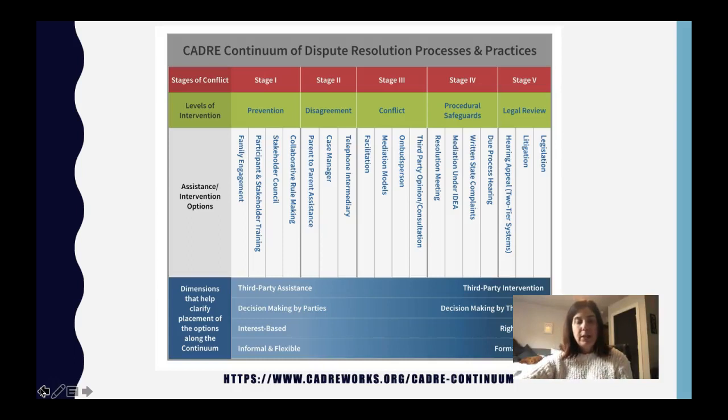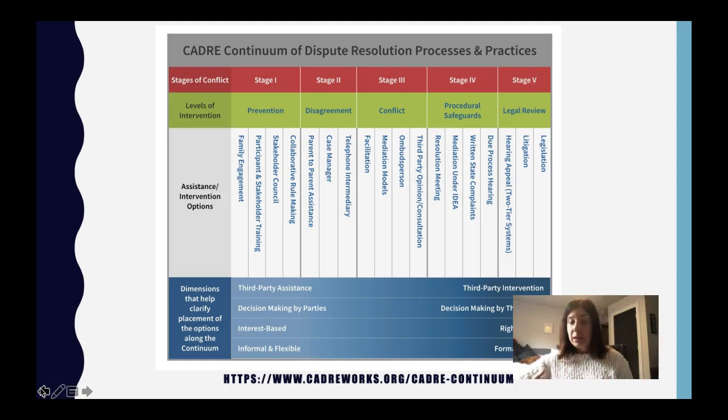So this is an interesting slide about the different types of dispute resolution processes and the different stages. Up until now, we've really been focused on stage 1 and 2, and even prior to that. So we've been talking a lot about family engagement, which is in stage 1, training about collaboration, about different disabilities, and about the legal aspects of the IEP. And so we've talked a lot about that.